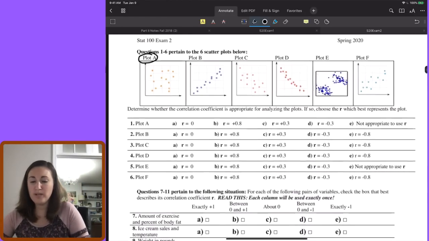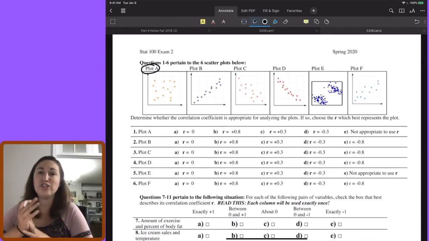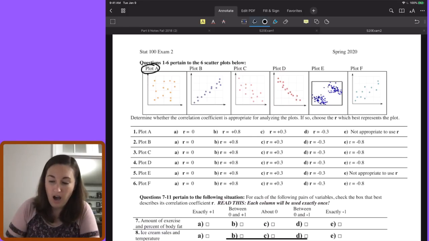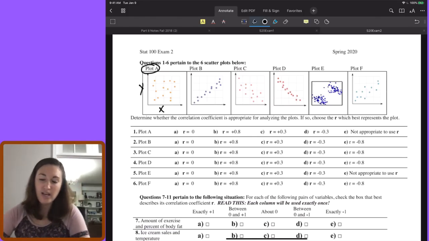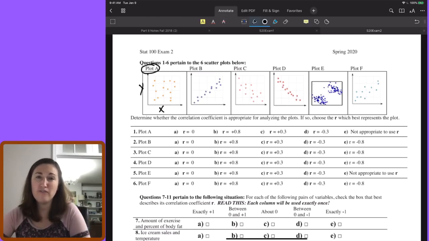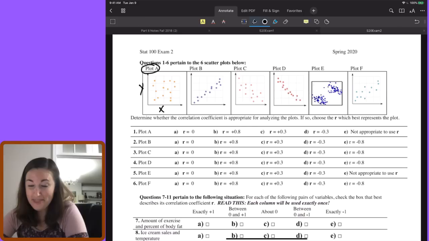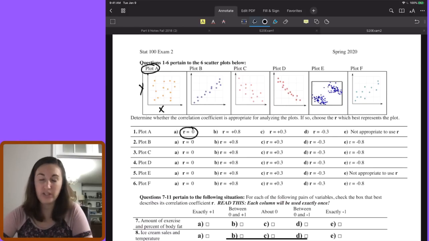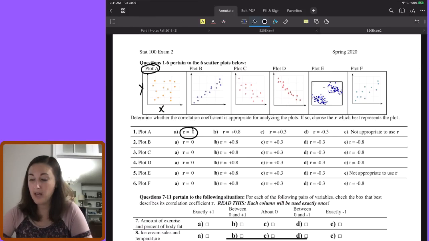Plot A, the first one, actually if I look at that, remember the correlation coefficient tells us the strength of the linear relationship between our X and Y variable. And plot A, it looks like there's actually no relationship really. If I tried to draw a line of best fit through those points, I wouldn't know if it should have a positive slope or a negative slope. It kind of just looks like a big blob of points. So here I would say that this is a good example of no correlation, no linear relationship.